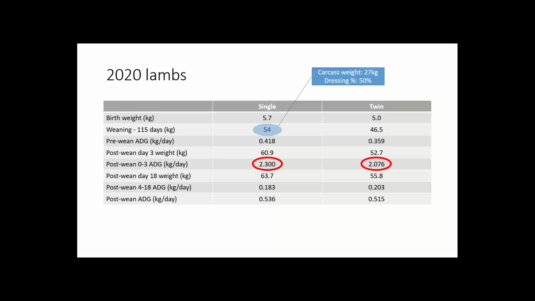Well, I would guess that if I killed these single lambs at weaning here, I'd have a dressing percentage of about 50% and a carcass weight of 27 kilos. If I then waited 3 days and killed the same lambs when they weighed 7 kilograms more, I would be no richer because I would still have a carcass weight of 27 kilos, but now a dressing percentage of only 44%. So my lambs were weaned earlier than I probably needed to.